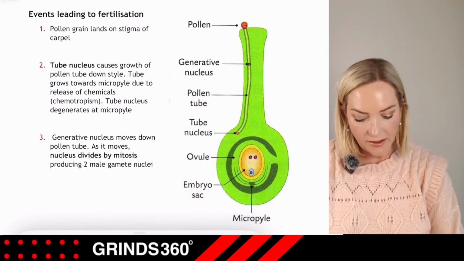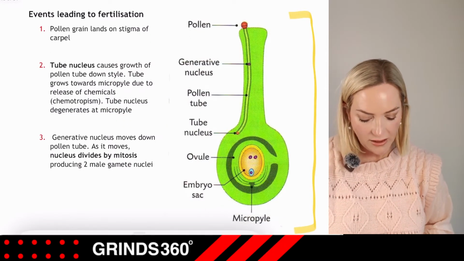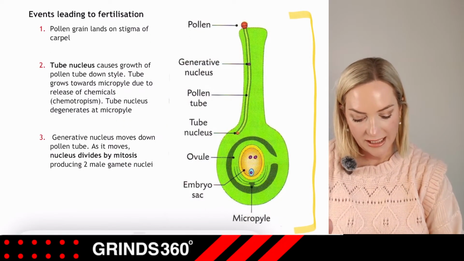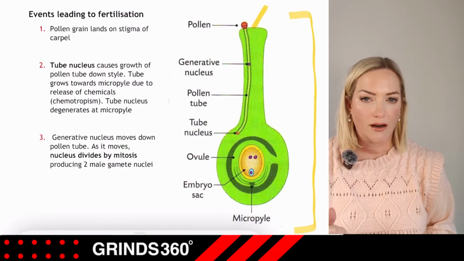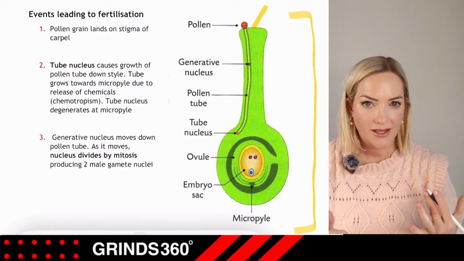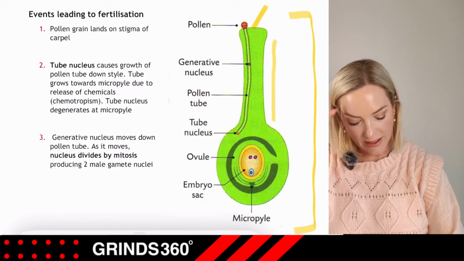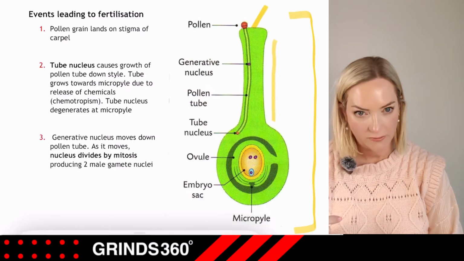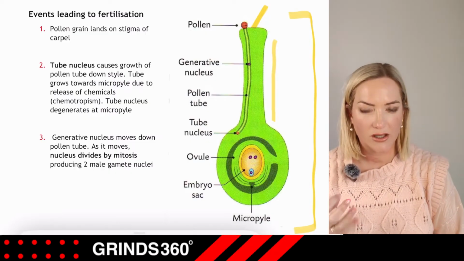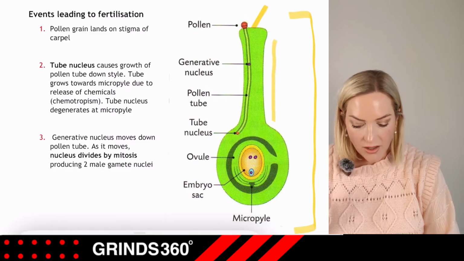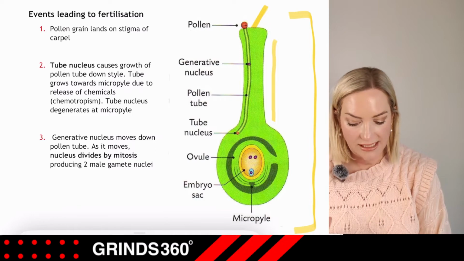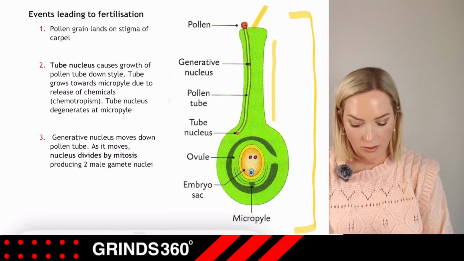So here we have our female. We have our stigma at the top where our pollen is going to land. We have the style, where our pollen is going to travel down through, and your style will lead down to your ovary. Within your ovary is going to be your ovule. So your pollen grain is going to land on the stigma of the carpel, our female part.